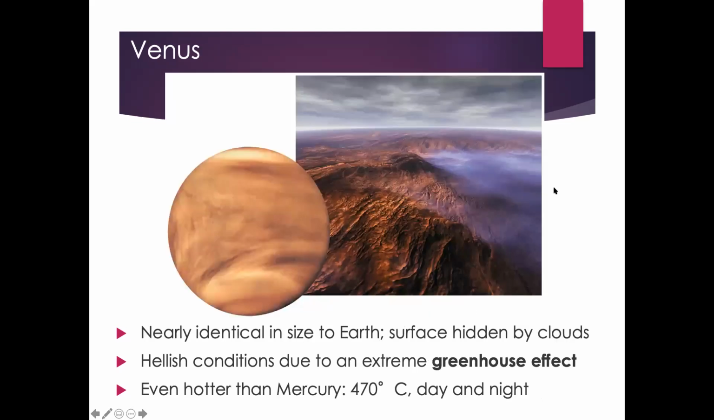Then we've got Venus. All right, of the terrestrial planets, Venus is the closest in size to Earth. But from space, it's hard to see. You can't see Venus's surface. It just looks very cloudy. Venus has an incredibly thick atmosphere. And this atmosphere is due to a runaway greenhouse effect, which traps a lot of heat, right? So much so that the temperatures are even hotter than Mercury, both during the day and at night. 470 degrees Celsius is the average temperature.